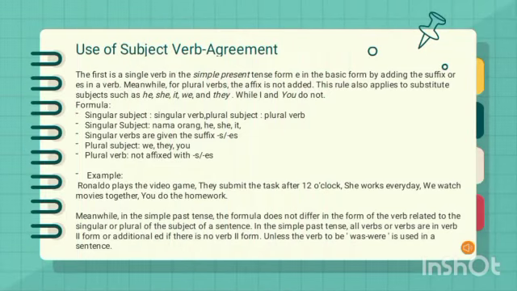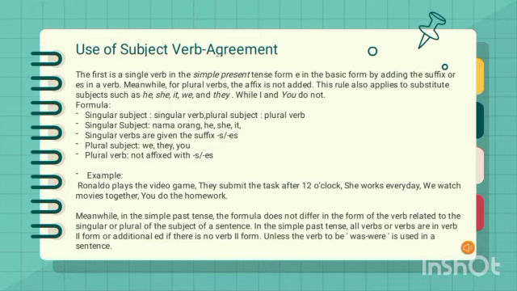Conditions of subject-verb agreement. There are several conditions that can be met to use subject-verb agreement, namely, the first is a singular verb in the simple present tense, formed from the basic form by adding the suffix s or es to the verb. Meanwhile, for a plural verb, the affix is not added. This rule also applies to substitute subjects such as he, she, it, we, and they. I and you do not follow this formula. Singular subject, singular verb; plural subject, plural verb.